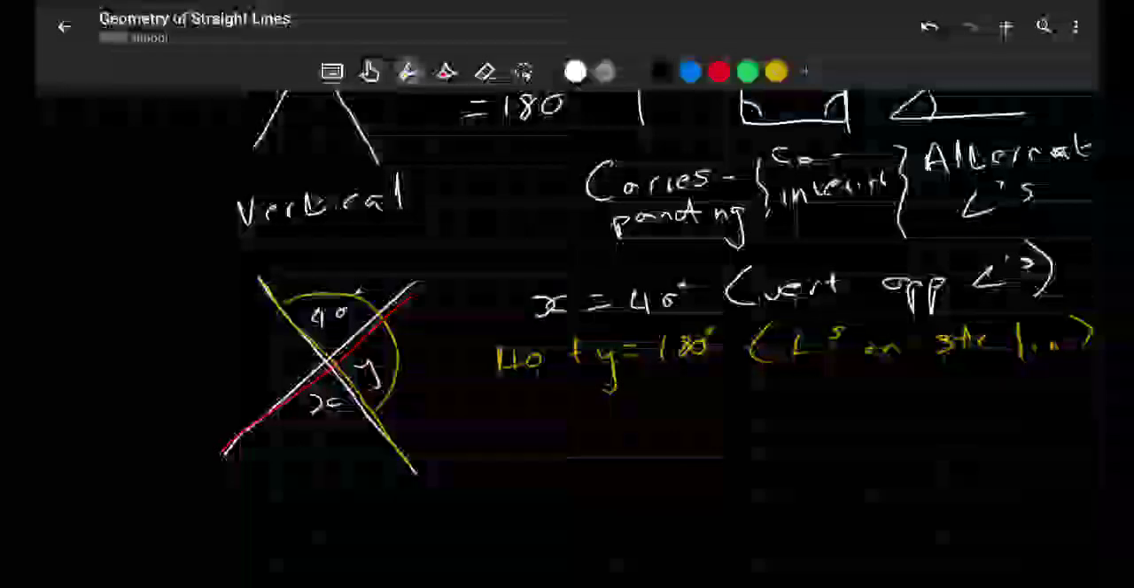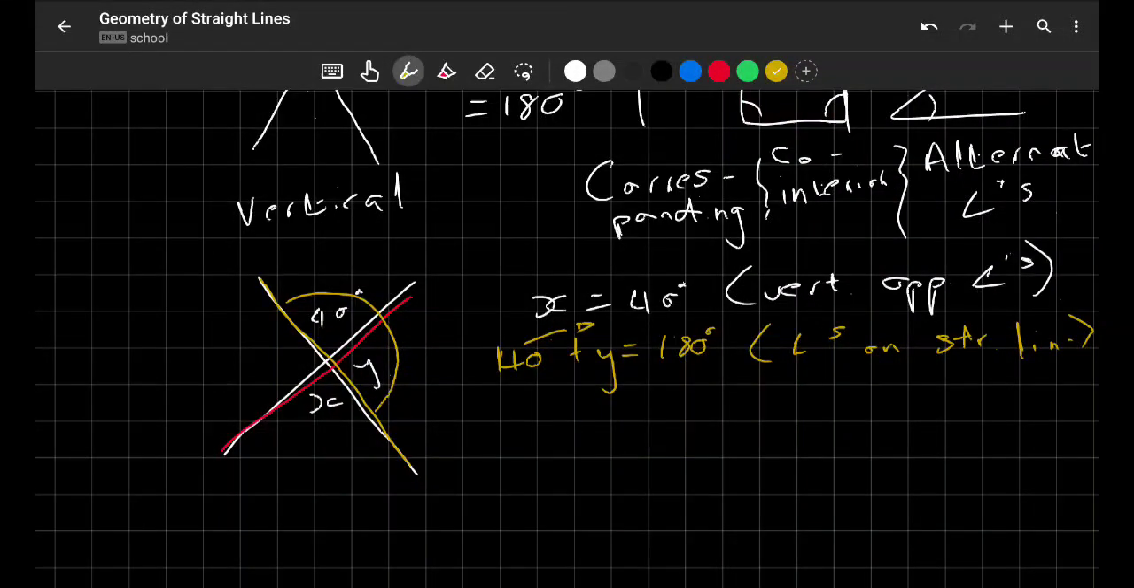And then you put the 40 that side because we want to get Y alone. We can't say 40 plus Y, that's impossible. We want to have Y alone. So if we take 40 that side, it's going to become negative: 180 minus 40 is going to give us 140 degrees, and that's your answer.